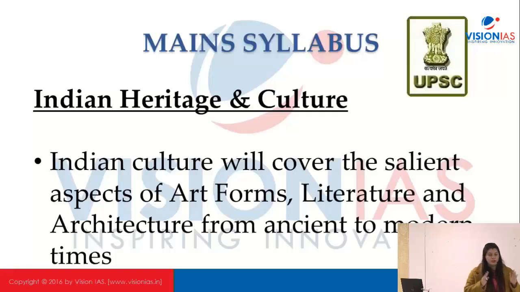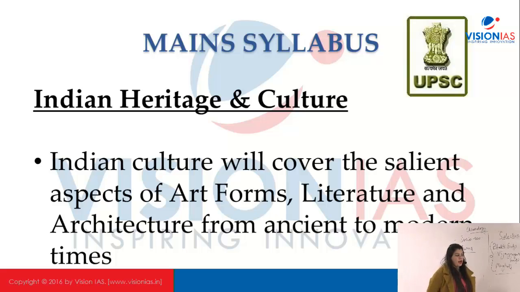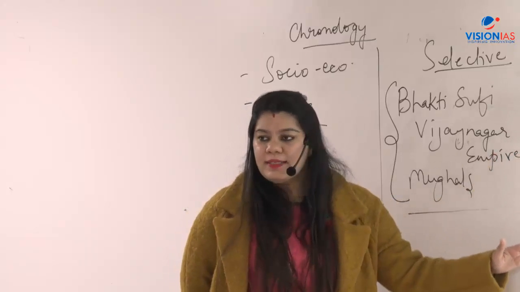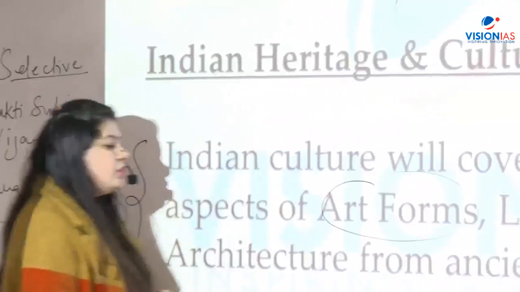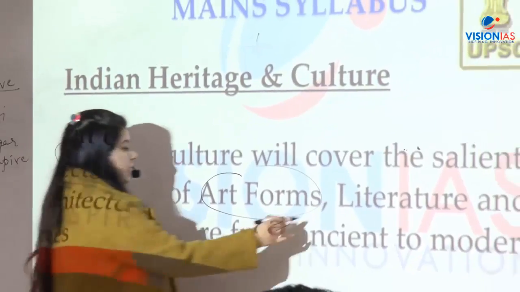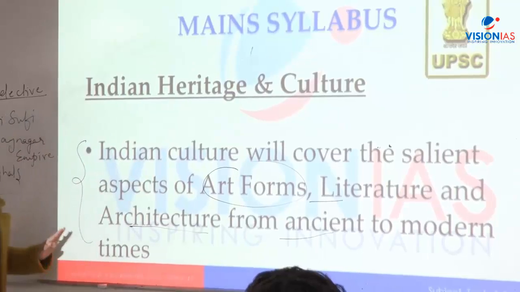Okay. Then come to the main syllabus of this ancient history. This is what it says. Indian culture will cover the salient aspects of art forms, literature, architecture from ancient to modern times. What was written in prelim syllabus? History of India, right? Now when you read the main syllabus, it becomes very specific, the salient features of art forms, literature, architecture from ancient to modern times.